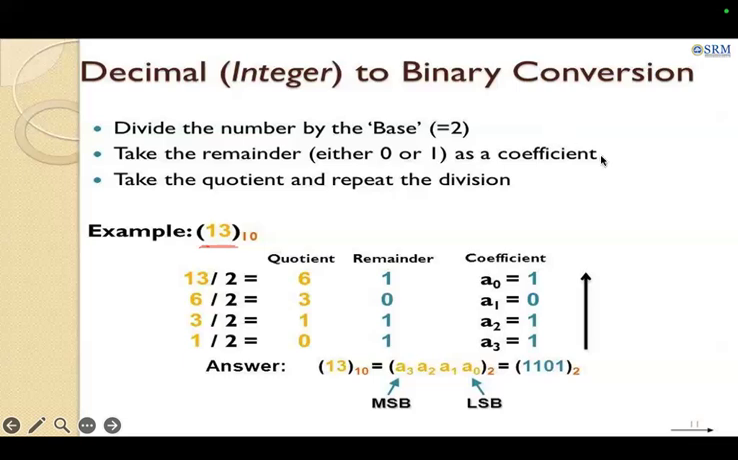That should be considered as a quotient, and whatever the remainder is should be considered as a coefficient. Whatever quotient we have got, we have to continue step 1 again until we are getting the quotient as 0 or 1.